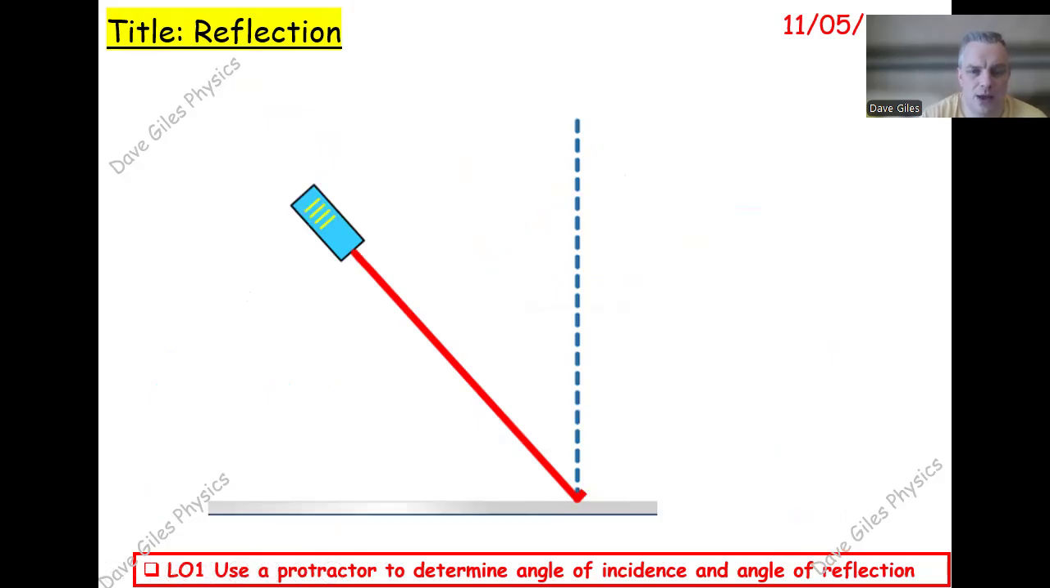So this here is an example of a light hitting a mirror, and it's about to be reflected off. So this is where it hits the mirror, and this is the normal line. So the angle here between them is known as the angle of incidence. So to measure that, we need a protractor.